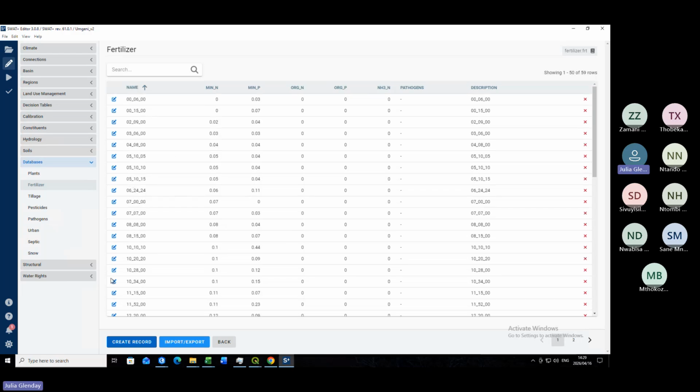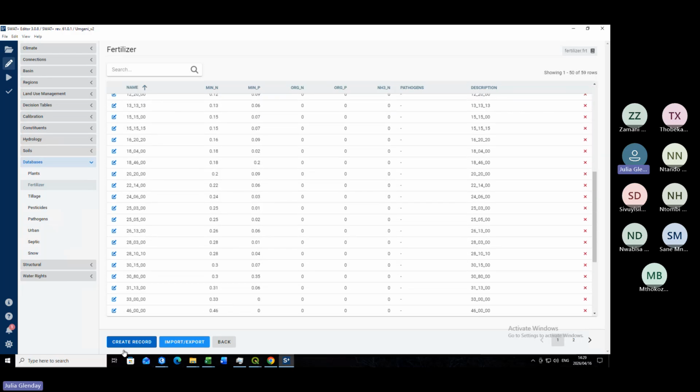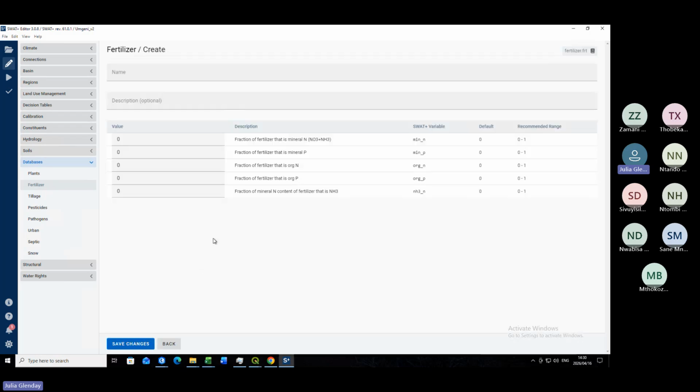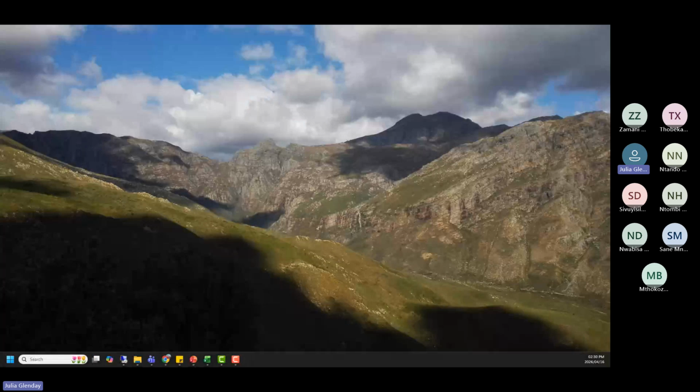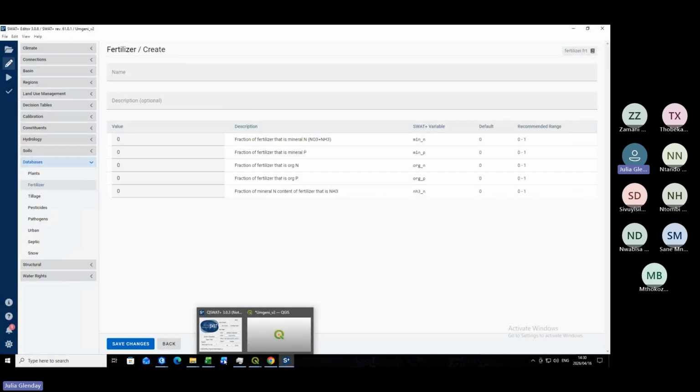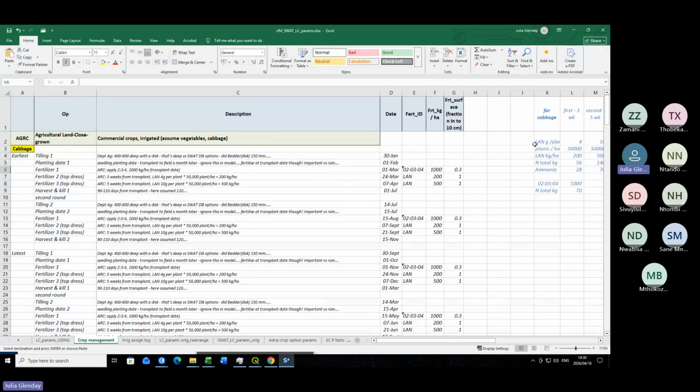These are the names of fertilizers that it has, but I can create a new type of fertilizer and give it my own name in the database. I can create a fertilizer name like LAN, which is one that I found in the literature, for example. Where's my spreadsheet? And tell it when to apply.